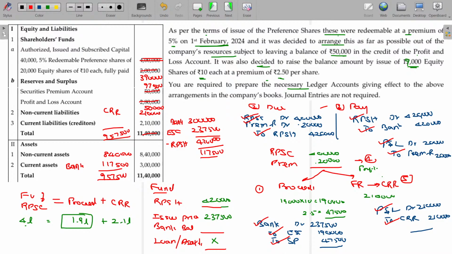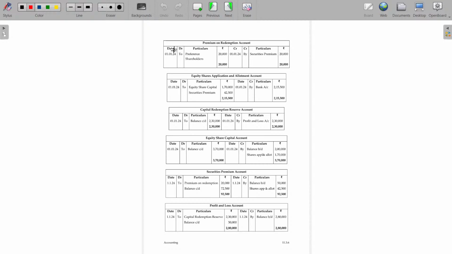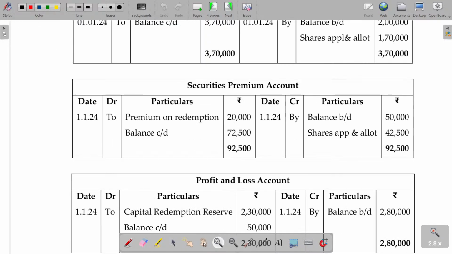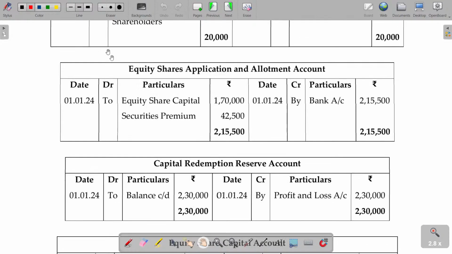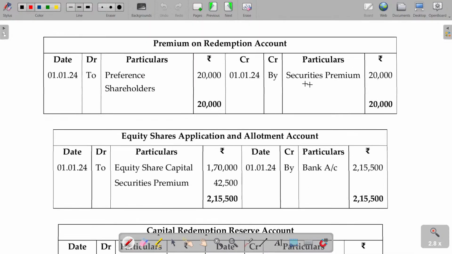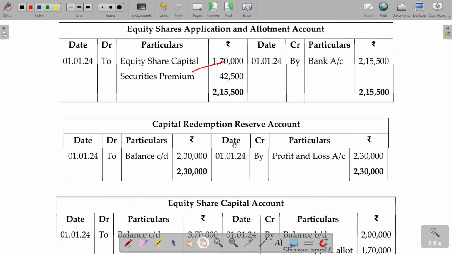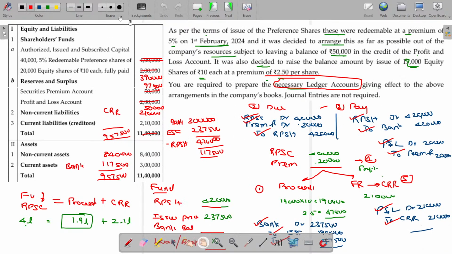Okay. But in the book they have solved using the ledger format, not journal entry. They open all the ledgers and solve, not journal entry. See the solution. The premium on redemption adjustment is routed through equity share application issued. All these things are routed through ledger accounts. Remember, in the text they have given 17,000 because they consider securities premium can be used for adjusting these losses.